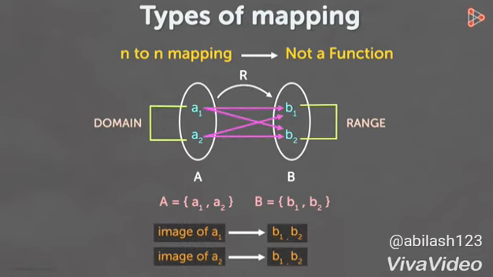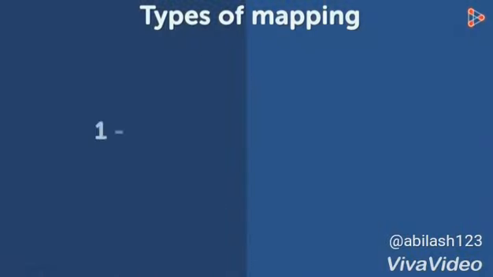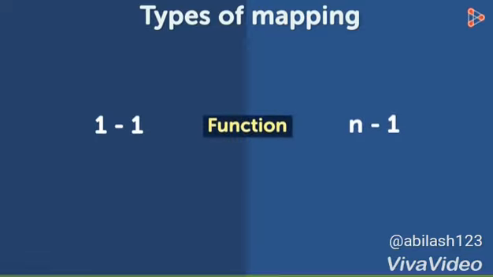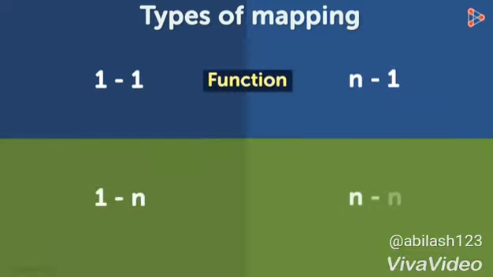Hope the concept of mapping is clear now. We saw that when the mapping is one-to-one or many-to-one, the relation is a function. And when the mapping is one-to-many or many-to-many, the relation is not a function.